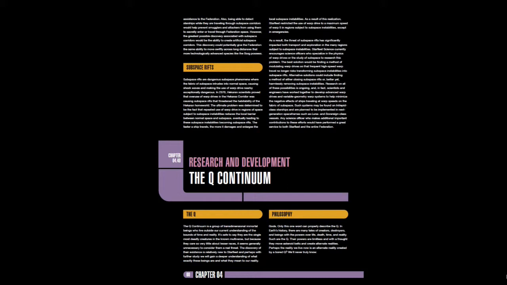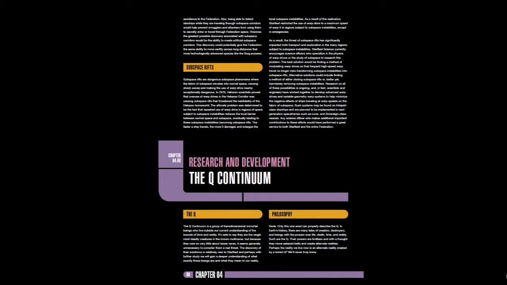Okay, so the Q Continuum will basically tell you a little bit about the Q themselves, and what to do if you encounter the Q. And these guys, they're omniscient, they can do anything, and it will eventually move on to the next page, I hope, which will give us a bit more information about them.